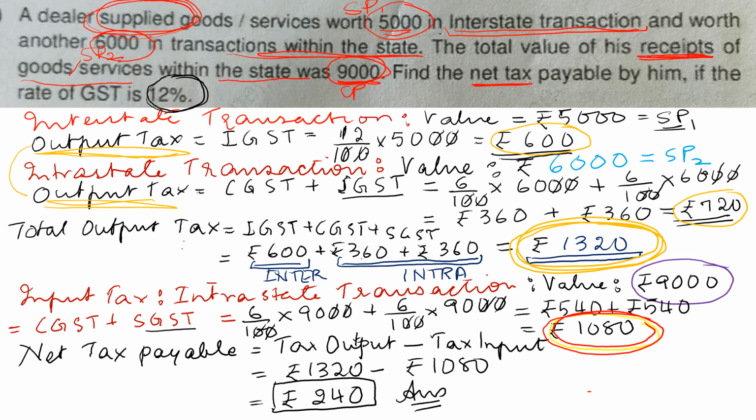So now you see, it was so easy looking at this question, understanding what was our CP, SP, output tax, input tax. So I'm sure you'll be able to solve similar questions on your own.